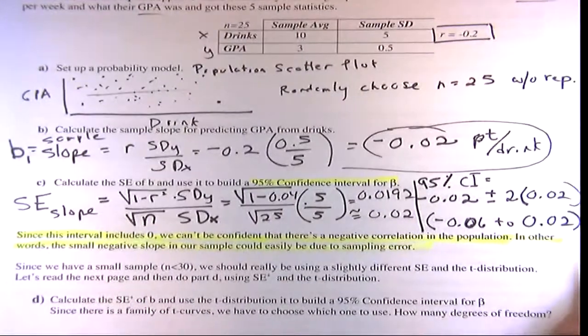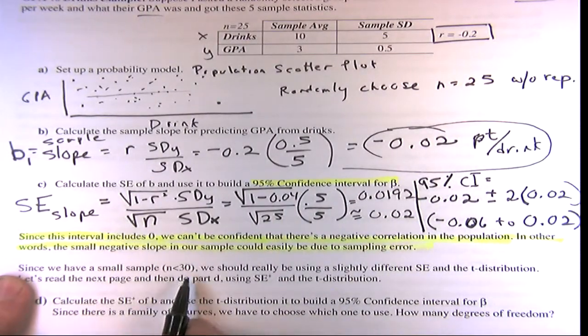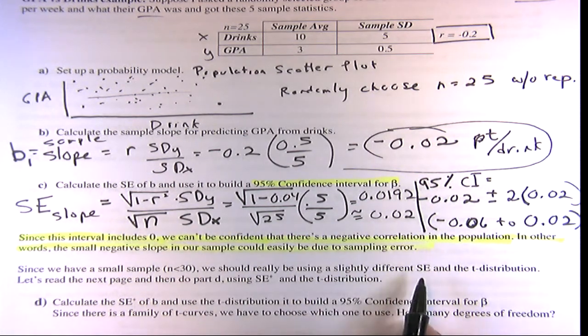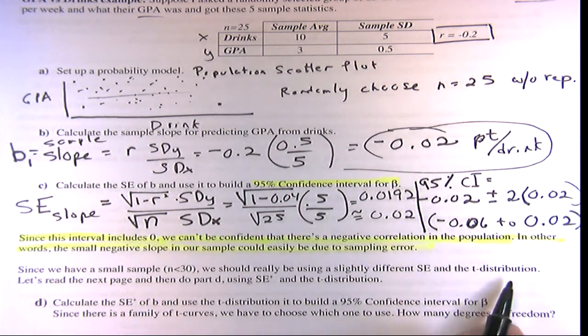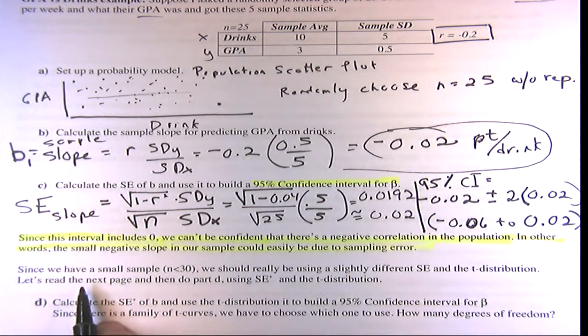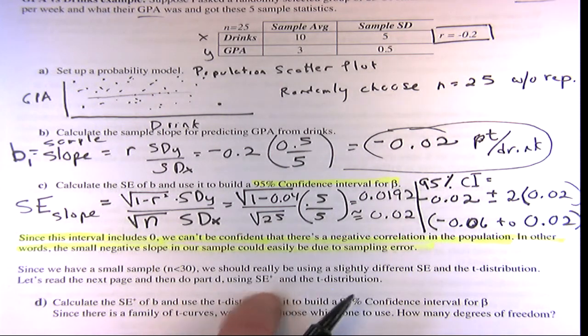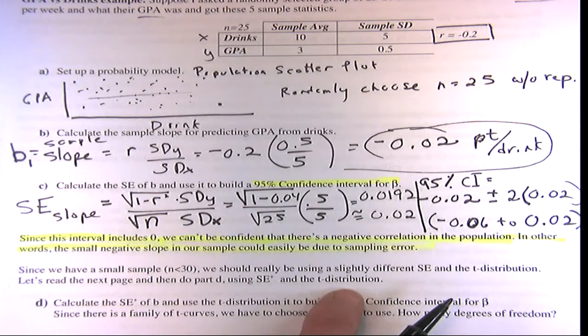notice that we only had a sample of 25. Since we have a small sample, n is less than 30, we should really be using a slightly different standard error, and we should really be using the t-distribution instead of the z. So let's read why on the next page, and then do part t, and use this slightly different standard error, which is a little bit bigger, that's why I put the plus, and use the t curves instead of the z. All right, so let's read over here.